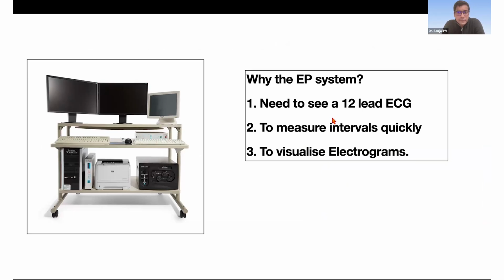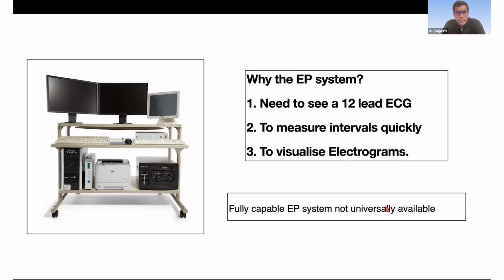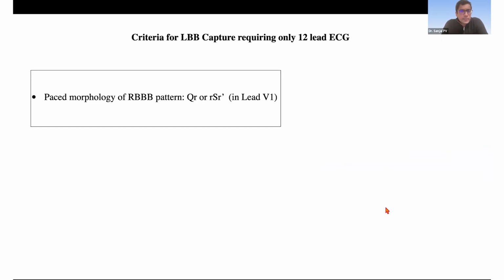So why do you need the EP system? One, you have a clear visualization of the 12-lead ECG. You can measure the intervals quickly because you need to measure in milliseconds the left ventricular activation time, whether it's less than 75, 80, or 90. And you can also visualize intracardiac electrograms with the EP system. But a fully capable EP system is not universally available. So when you look back at it, some of the specific criteria for left bundle branch capture only require a 12-lead ECG.